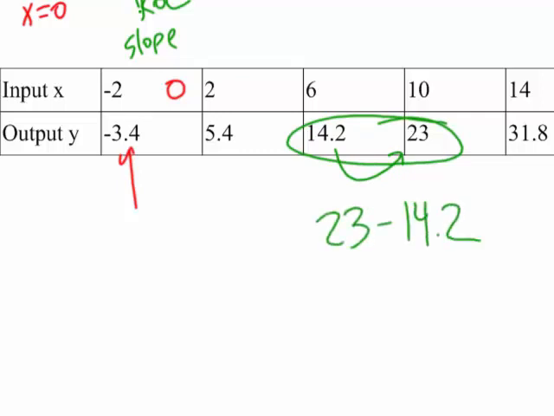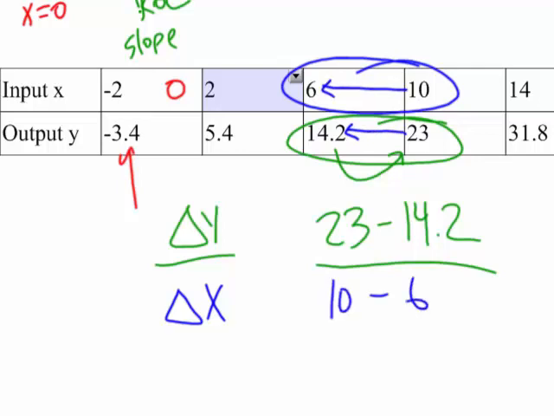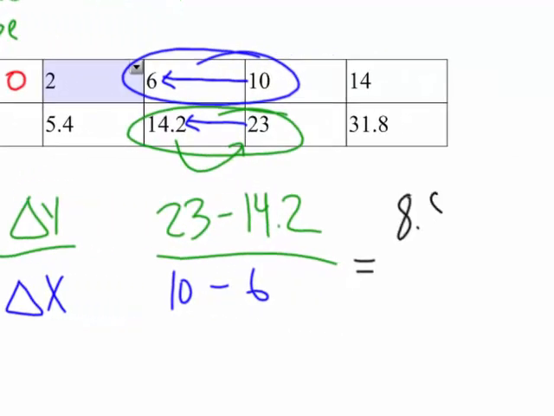Well, if I grab that for the change in my output, my change in y, what two should I grab if I want to find the change in my x's, the change in my input? Can I grab these two? No, I have to grab the ones that match up. So I better grab these two. Sometimes it won't affect it, but just be careful. And does it matter which order I subtract? Yes, it does. If I went 23 and then subtracted the 14.2, I better take 10 and then subtract the 6. They have to match up. And then we just go ahead and subtract, so I get 8.8 divided by 4. So our change would be 2.2.